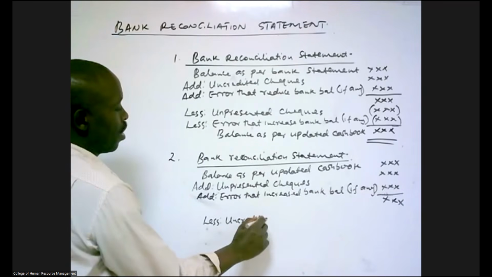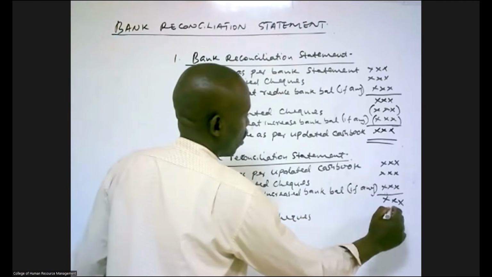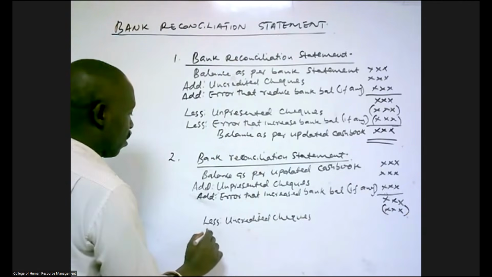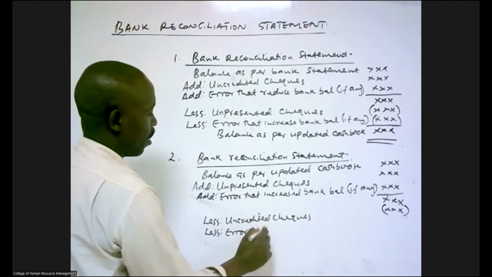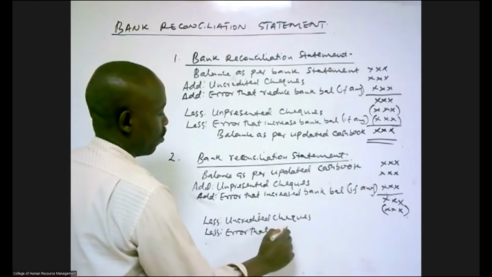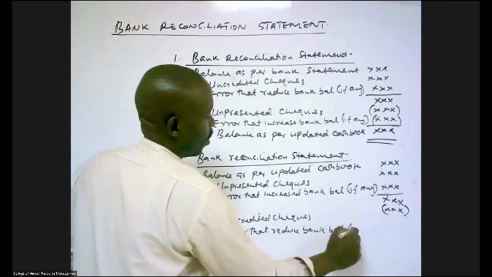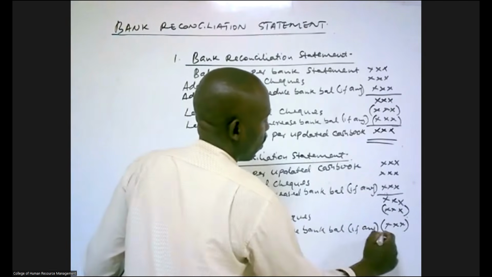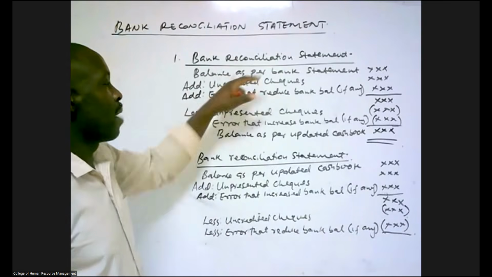uncredited checks. Also less errors that reduced the bank balance, if any. The figure you will get now is going to be the balance as per the bank statement.